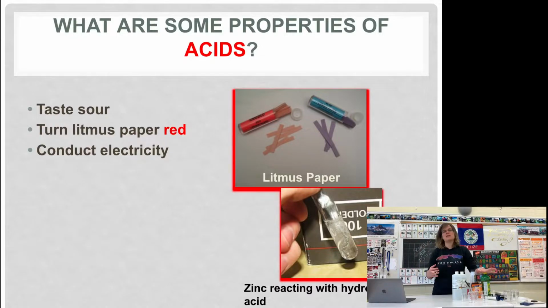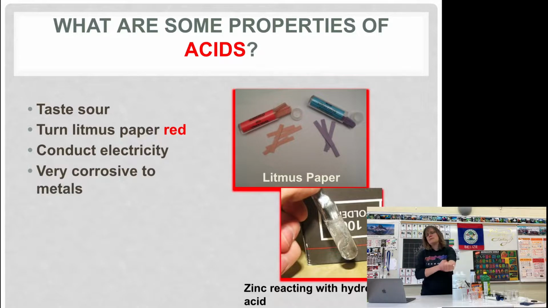Acids also conduct electricity. They're really good electrolytes. If you were to literally put two electrical lines inside a vat of acid, the electrical current would travel through the acid very, very quickly. It is also corrosive to metals. We learned about this at the very beginning of the year. We know that acids are going to eat through metals, eat through my sink, eat through my hand. That's what acids do. And they react with all metals.